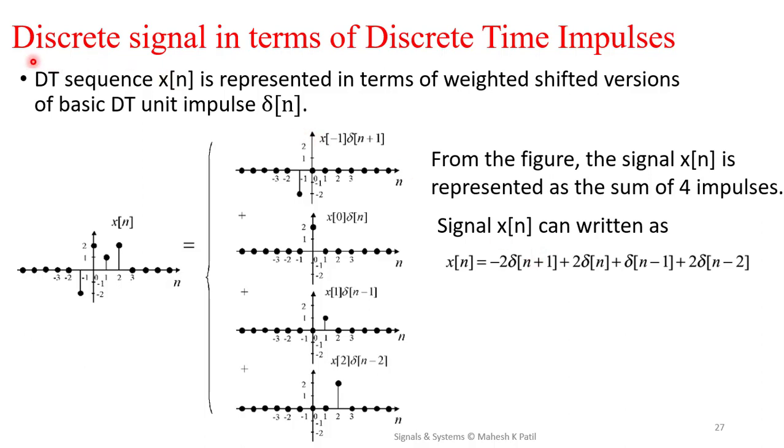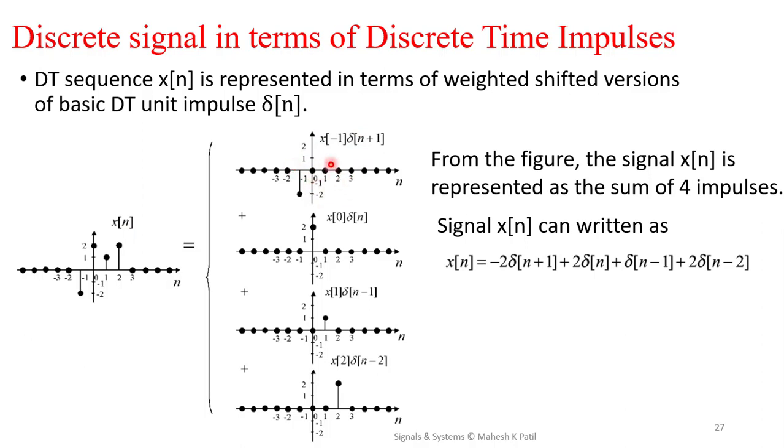So let's start. So a discrete time signal can be decomposed like this. The DT sequence x of n is represented in terms of weighted shifted versions of the basic DT unit impulse delta n. So you can observe, let this be the x of n signal. This signal can be resolved into a number of parts likewise.